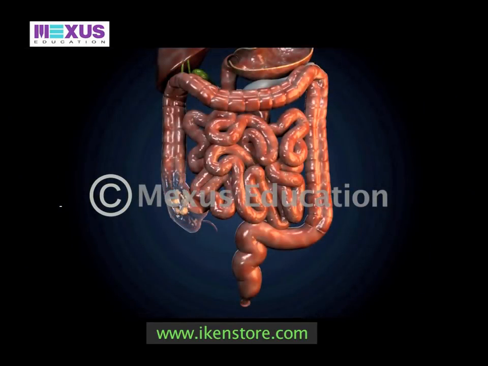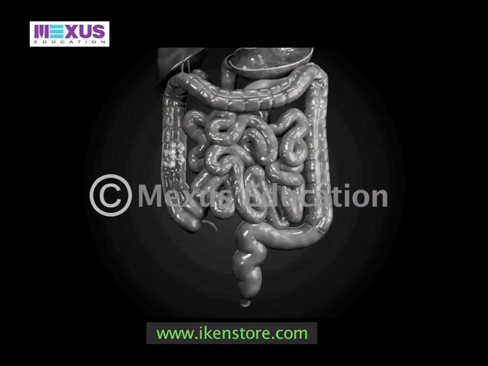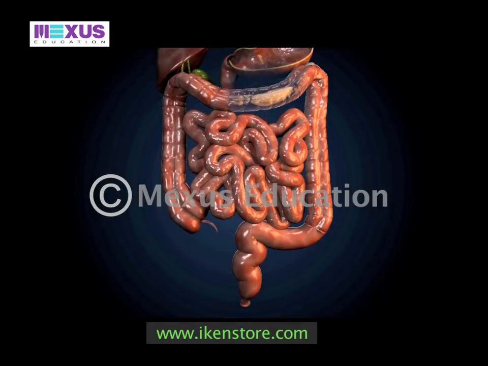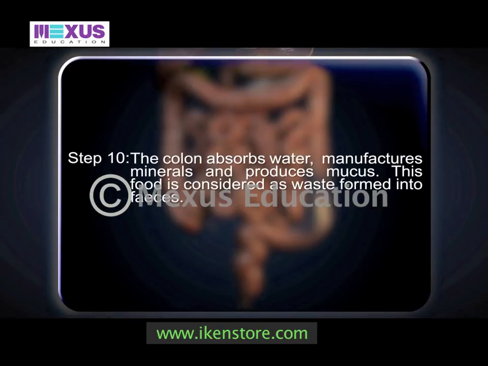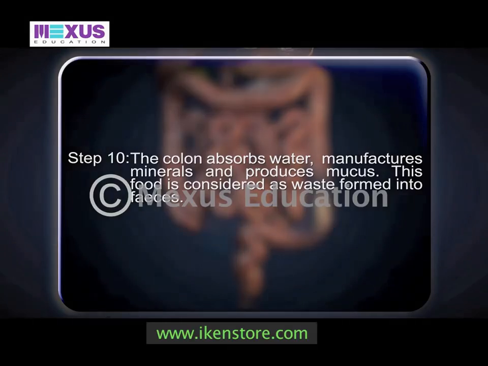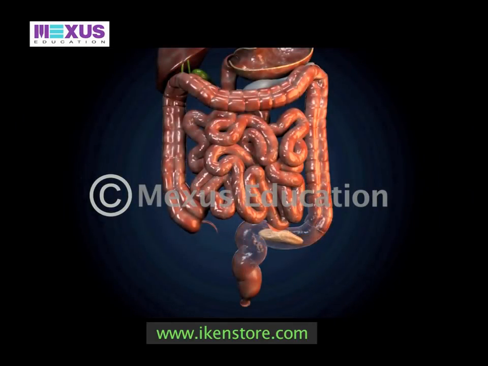The colon absorbs water, manufactures minerals and produces mucus. The undigested food gradually solidifies as it moves through the colon. This food is considered as waste formed into feces. The waste or feces moves into the last part of the large intestine known as the rectum. It is ultimately expelled from the anus through the defecation movement.